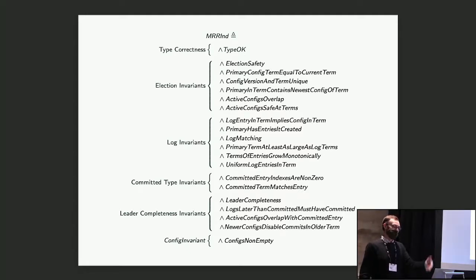There's a group of log invariants which establish properties about log entries on different servers of the system, consistency properties about them. And then there's an additional group of invariants that deal with how log entries are committed on leaders and propagate to new leaders from old ones.